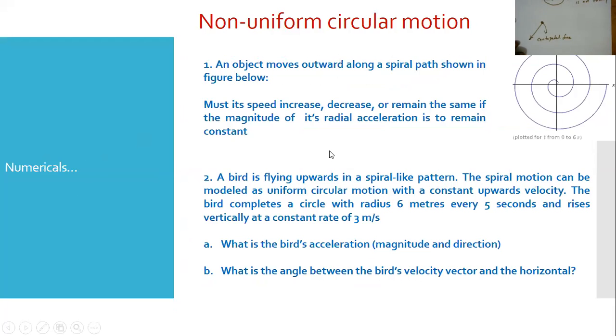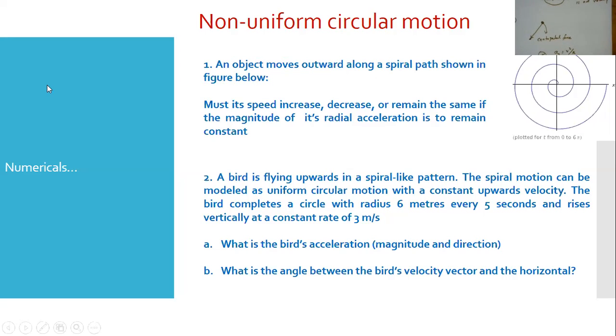Okay. Now let us move on to non-uniform circular motion. So here we have two more problems. The first problem says an object moves along a spiral path as shown in the figure below. Must its speed increase, decrease, or remain the same if the magnitude of its radial acceleration is to remain constant? What do you think should increase, decrease, or remain the same? See, if it is moving in a uniform circular path, its radial acceleration direction is always changing. But what will be the magnitude of the radial acceleration? It is always constant, because radial acceleration is given by v squared divided by r.